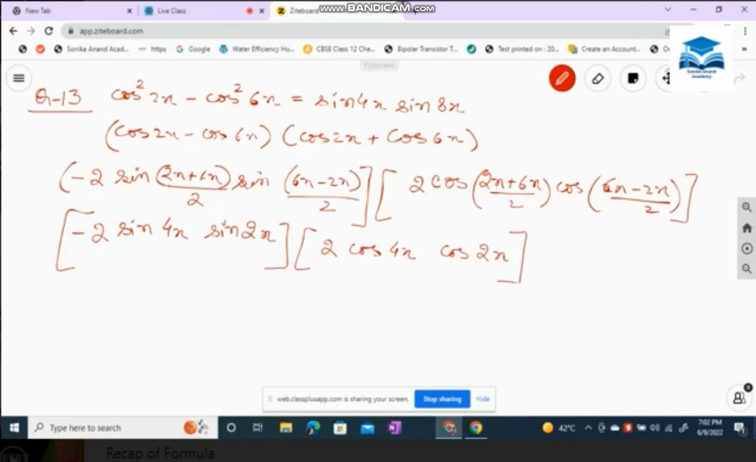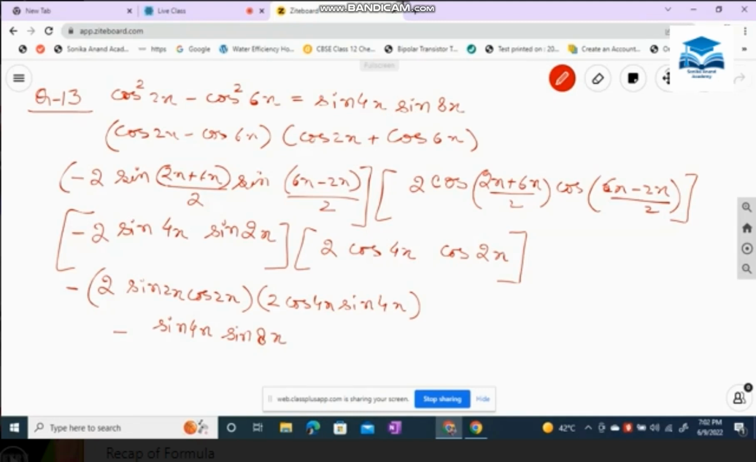Okay. Now we can again adjust in the same way. That means 2 sin 2x cos 2x. We can take the minus sign outside. 2 cos 4x sin 4x. In the same method. So what we get? Minus 2. Sorry, not 2. We have 2x. So we write sin 4x. And here we write sin 8x.